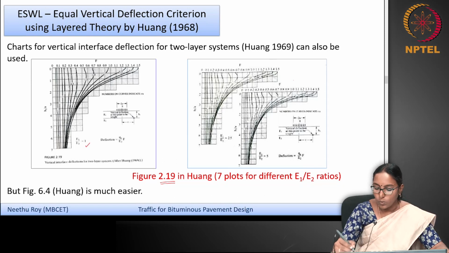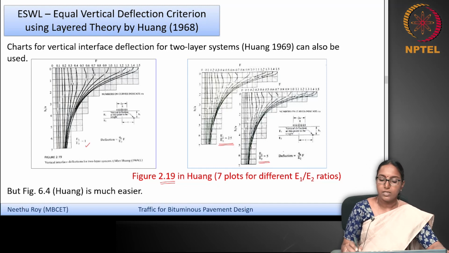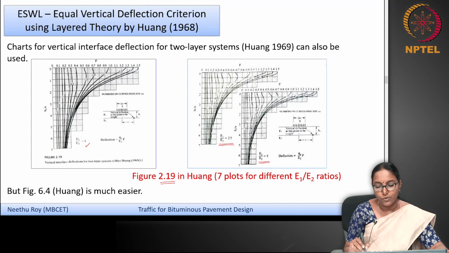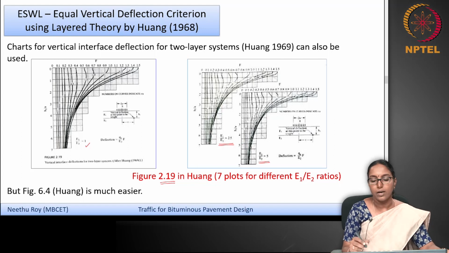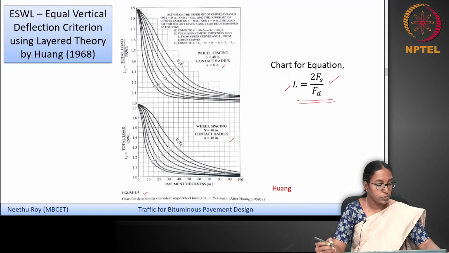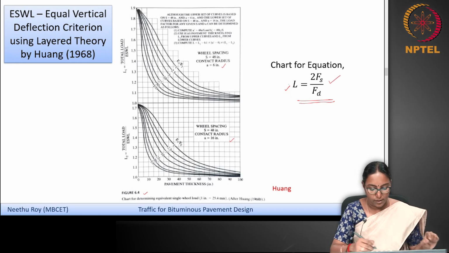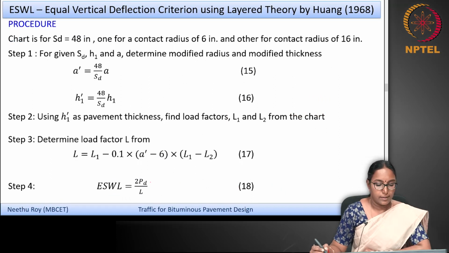And this is the vertical interface deflection values for an E1 by E2 of 2.25. This chart is for an E1 by E2 of 5 and so on. So either you can use these charts to find the deflection factors, or this combined chart which is used to get this load factor. You can use this load factor approach. This will be a simpler approach to use this chart given in figure 6.4. Okay. So the procedure is like this.